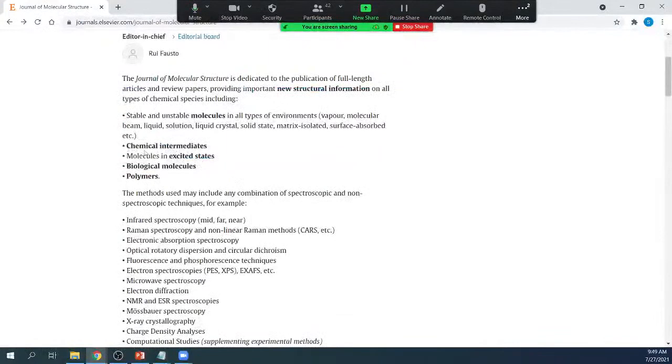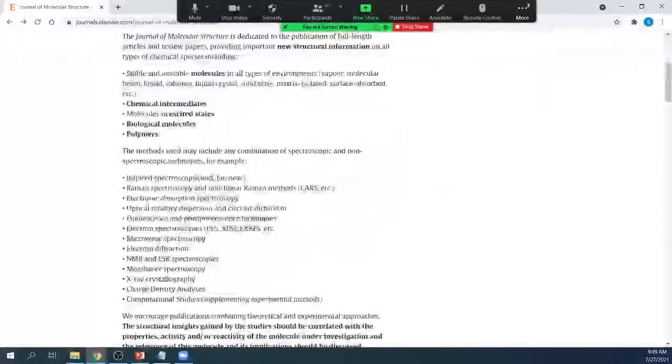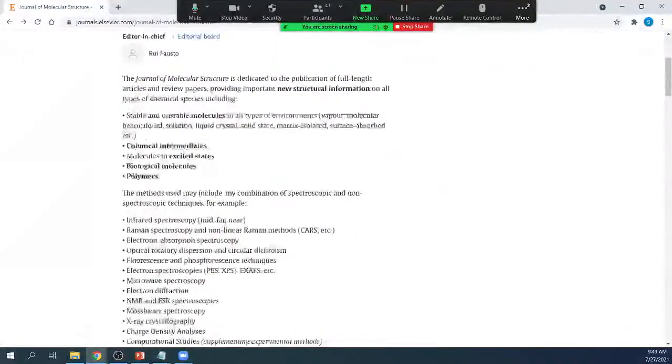So if you have chemical intermediates, molecules in excited states, biological molecules, polymers, those are all fields or subfields relevant for this journal. Of course, if you submit a paper from social sciences to this journal, they are going to reject it immediately because it is not covering the scope.